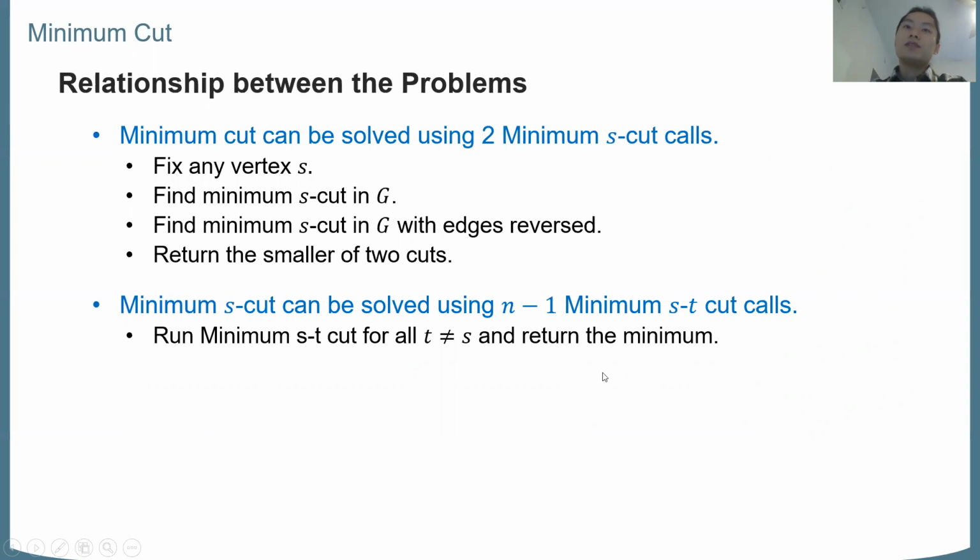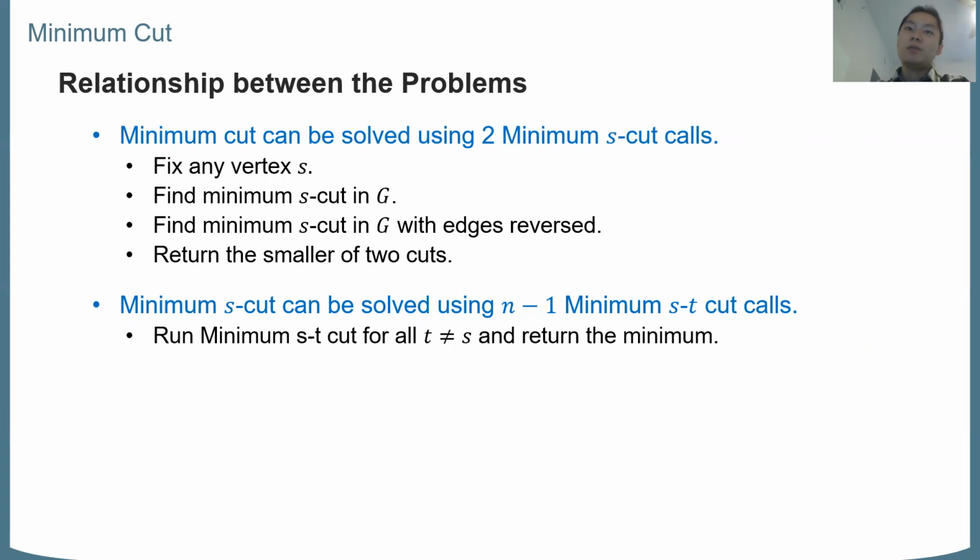So first we can solve minimum cut using 2 minimum S cut calls. To do this, we first fix any vertex S and find the minimum S cut in G as well as the edge reversed graph and return the smaller one. If the min cut has S in the source side, then we can find it by minimum S cut. If S is in the sink side, then we can find the min cut in the edge reversed graph.